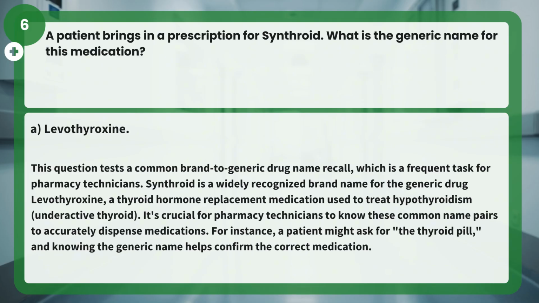Answer: A. Levothyroxine. This question tests a common brand-to-generic drug name recall, which is a frequent task for pharmacy technicians. Synthroid is a widely recognized brand name for the generic drug levothyroxine, a thyroid hormone replacement medication used to treat hypothyroidism, underactive thyroid. It's crucial for pharmacy technicians to know these common name pairs to accurately dispense medications. For instance, a patient might ask for the thyroid pill, and knowing the generic name helps confirm the correct medication.